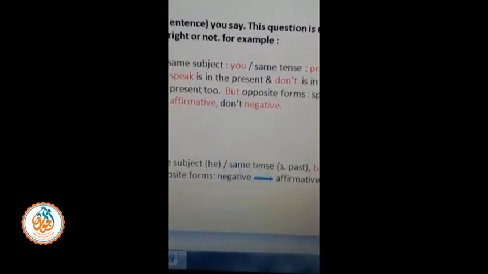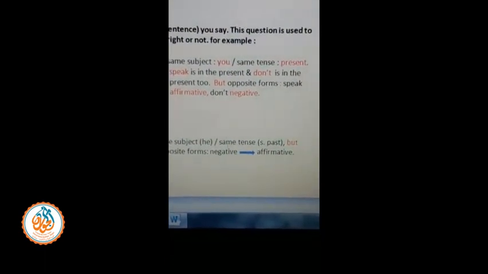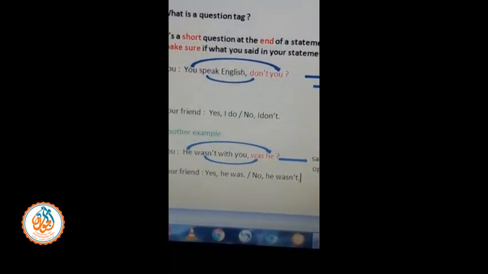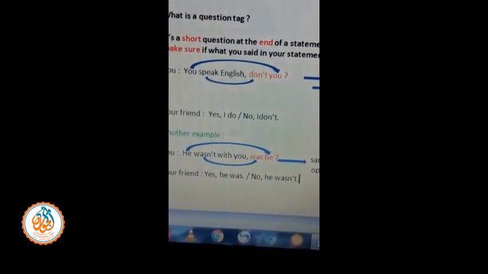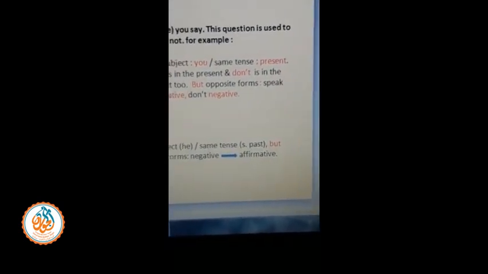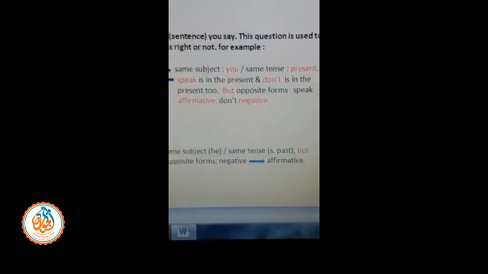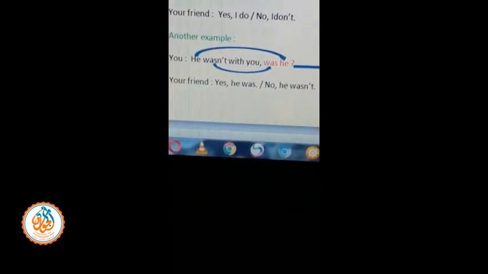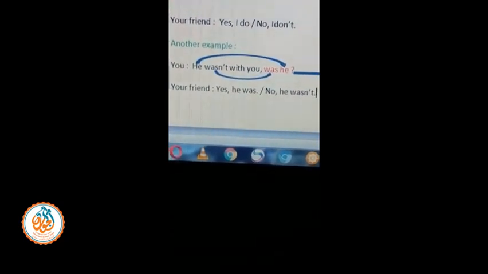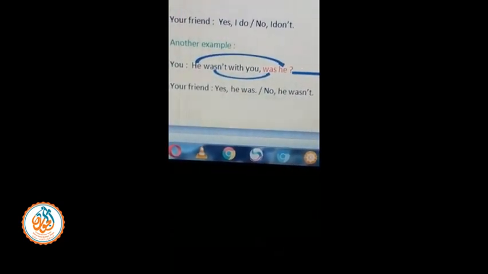Remarks about the form. This is a summary or review. We use the same subject and the same tense. Subject, you speak, don't you? Tense, speak is present and don't also is simple present. But we use different or opposite forms. You speak is affirmative. Don't you? Don't is negative. In the other example, he wasn't with you. He wasn't, was he? The same subject.